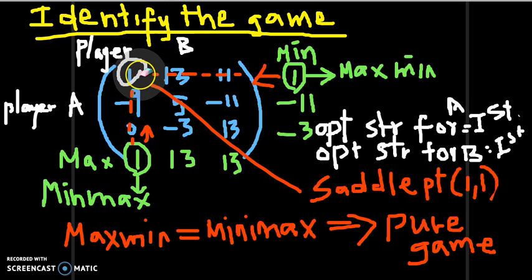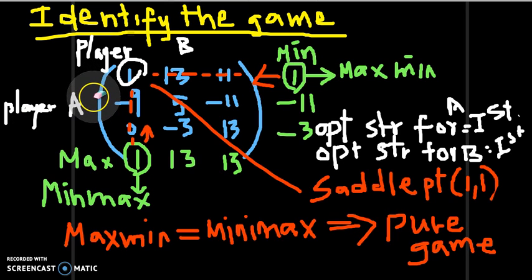So what we see here: the minimum in the first strategy is 1. The minimum gain in the second strategy is minus 11. The minimum in the third strategy is minus 3. So these are the minimum gains to player A. But what is his aim? To maximize his minimum gain. So among these minimum values, which is the maximum? 1 is the maximum. Minus 11 is not the maximum. Minus 3 is not the maximum. 1 is the maximum. Therefore, the maximin point for player A is 1.